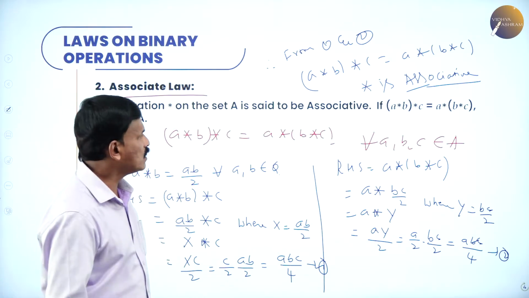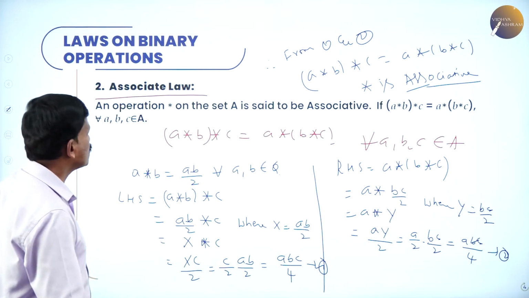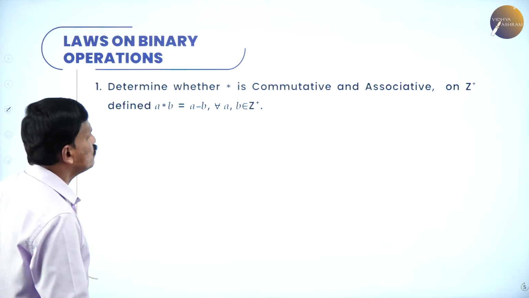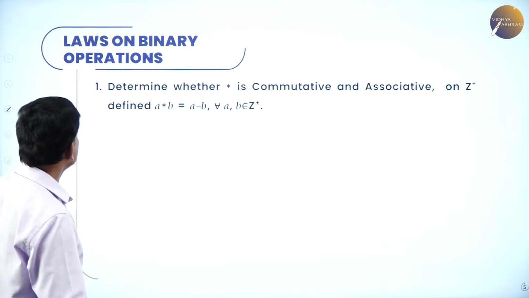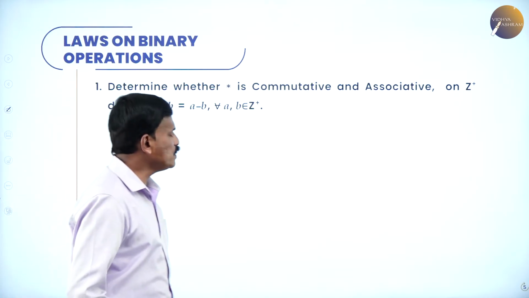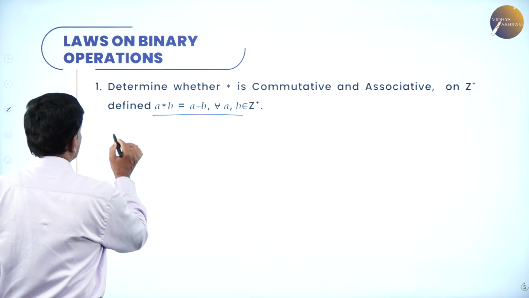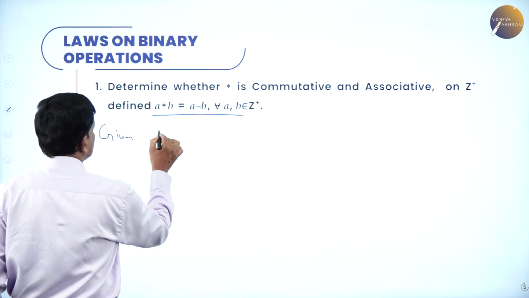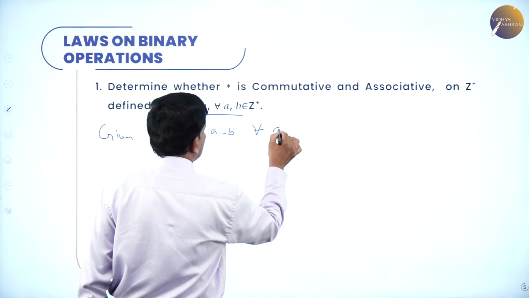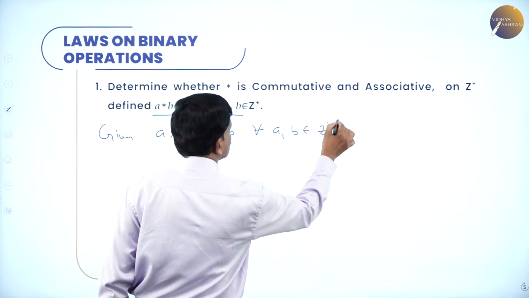Now let us take a few more problems based on this. Determine whether star is commutative and associative on Z plus defined by A star B is equal to A minus B for all A, B belongs to Z plus. Write down what is given. Given A star B is equal to A minus B for all A, B belongs to Z plus.